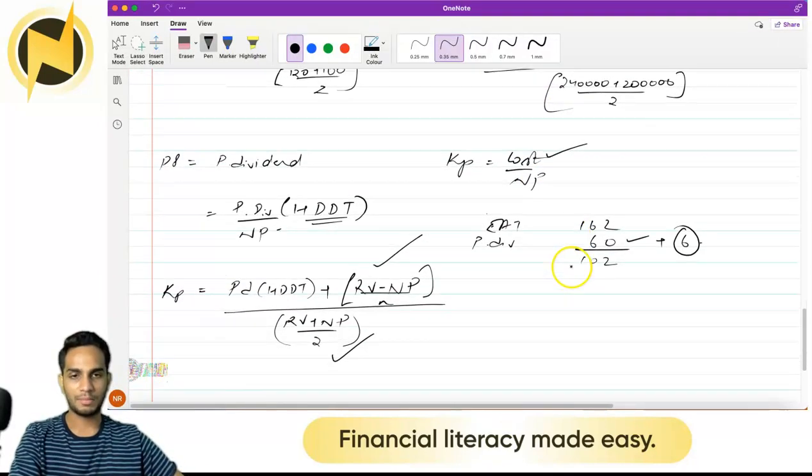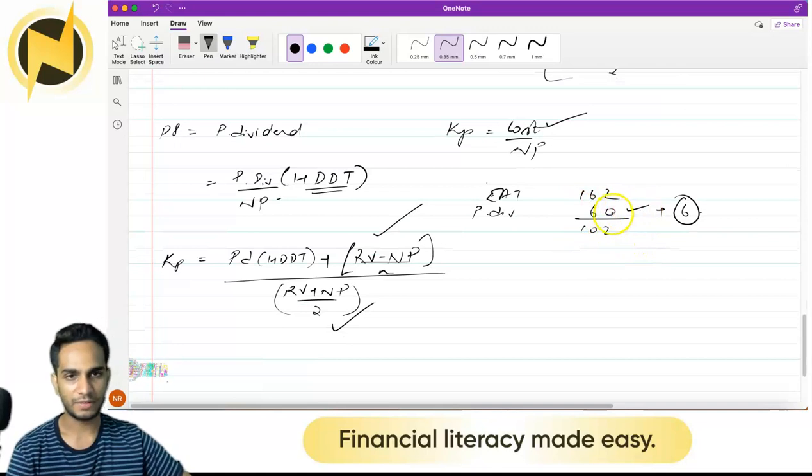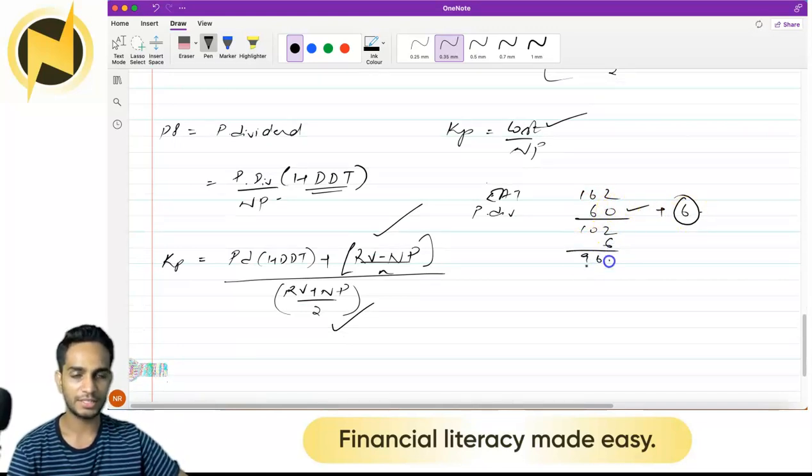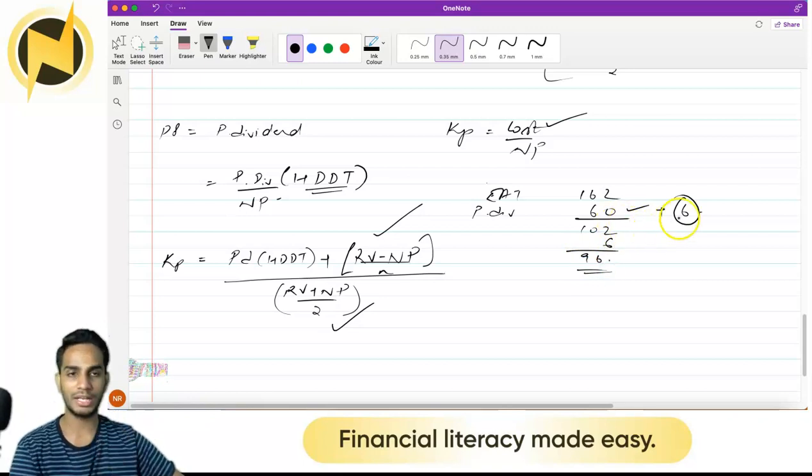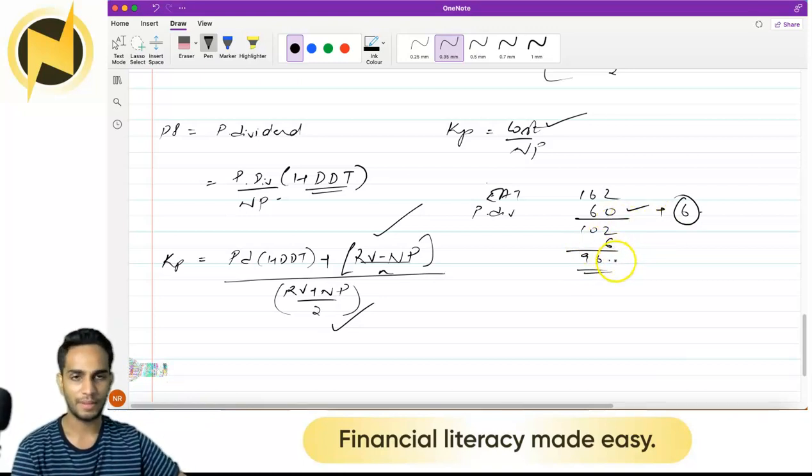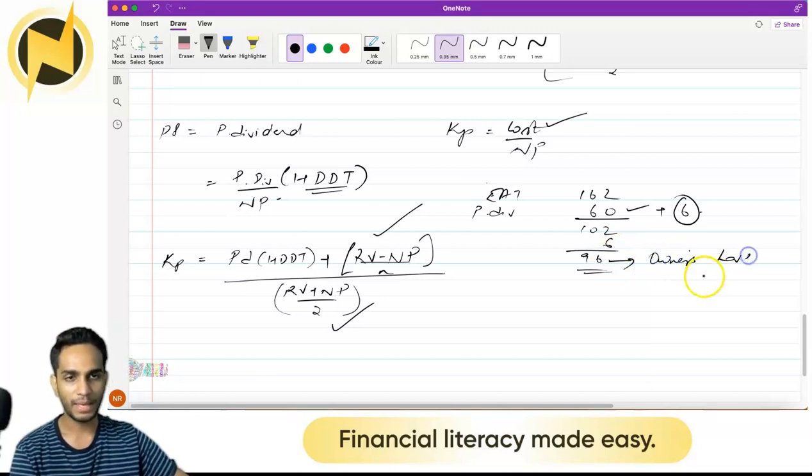See, in our previous example, after paying the preference dividend of 60 and the 6, how much do we have left? We have 96 left. So 60 and 6, we have 96 left. This 96 is what the company has made, what the owners have made.